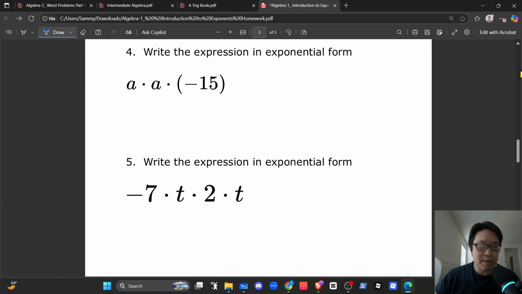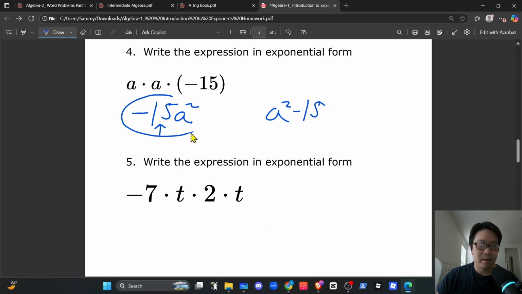All right, number 4, same thing. There's two a's, and then there's a negative 15. So the final answer is going to be negative 15a squared. The convention is to write your coefficient at the front. So you shouldn't write your answer in this way. You should write it this way.